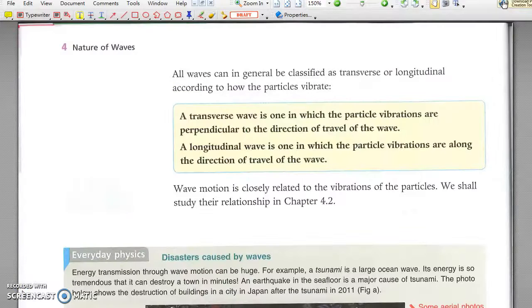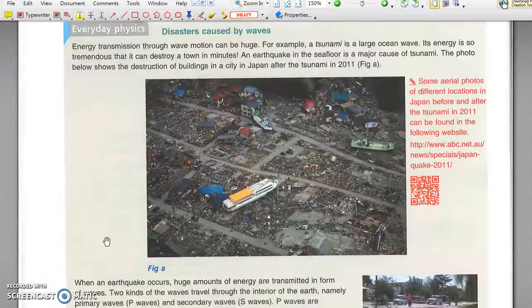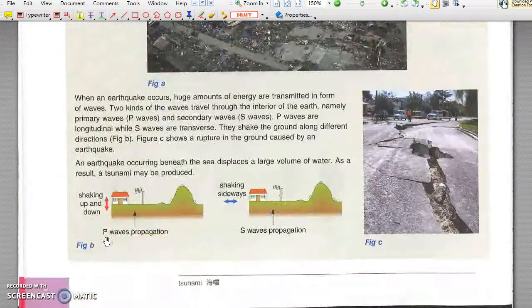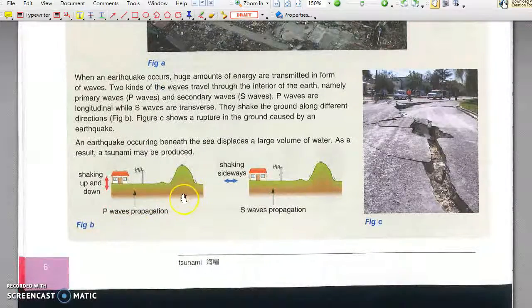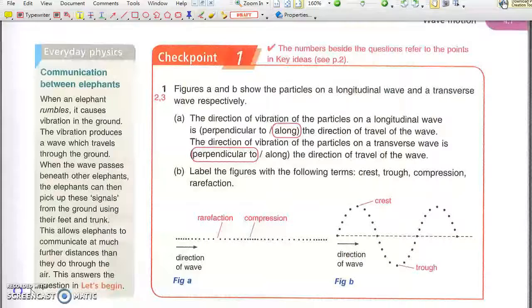In general, all waves can be classified into transverse wave and longitudinal wave. The vibrations due to an earthquake is a combination of longitudinal wave and transverse wave. Spend a few minutes on the section below to learn some basics about earthquake. Do check point 1 on the next page.